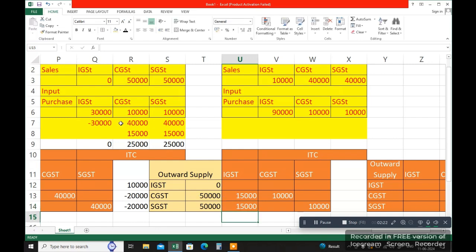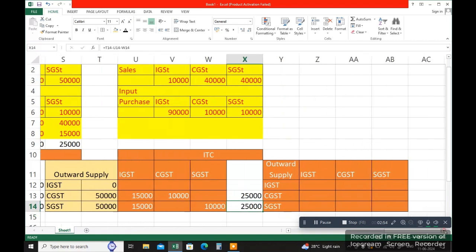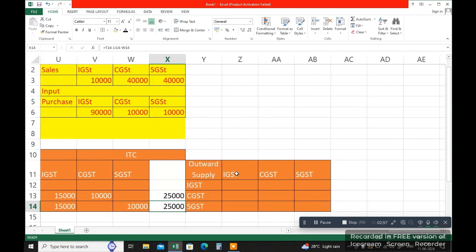So total IGST, that is 30,000, I am utilizing in CGST and SGST, because this is the CGST column, and this is the SGST column. But I'll put the value in the IGST column. Okay. How much GST do I have to pay now to the government? This minus this minus this. So it is 25,000. Same thing what we have done here. And the last one, I'll take this part.